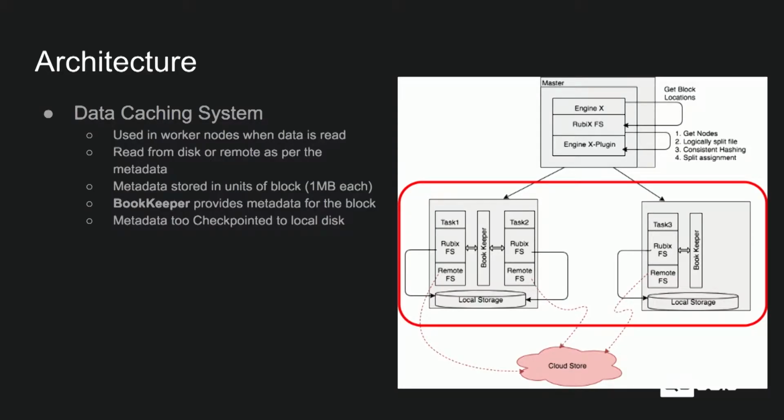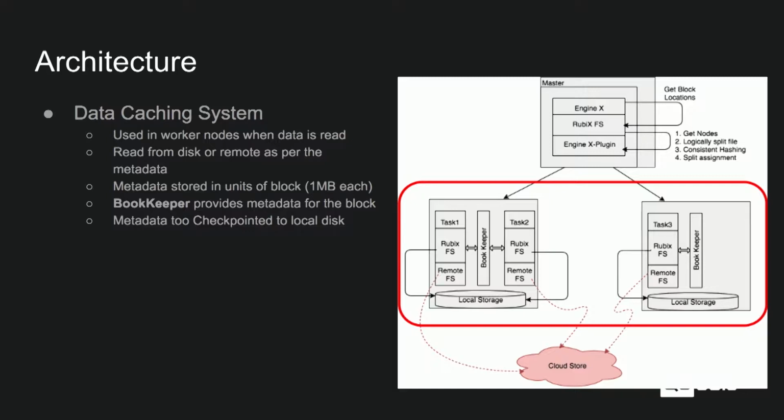The second one is the data caching system. So yeah, is there any question? Okay. Yeah, so the second part is the data caching system. This part is responsible for fetching the data, managing and bookkeeping which data has to be cached on which system, and if it is cached, the exact location of that.